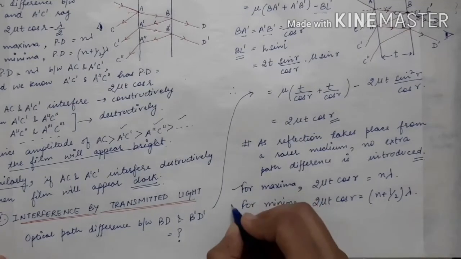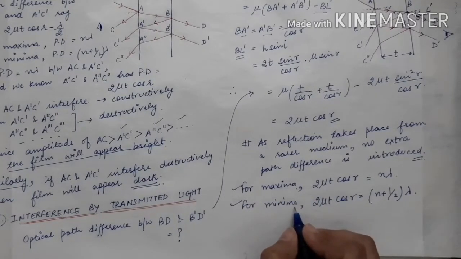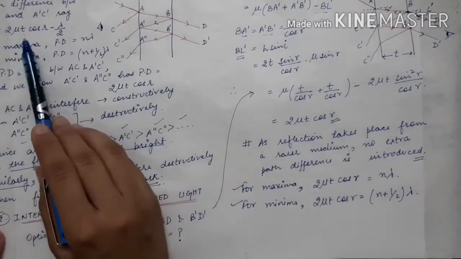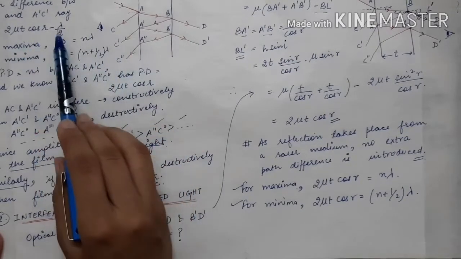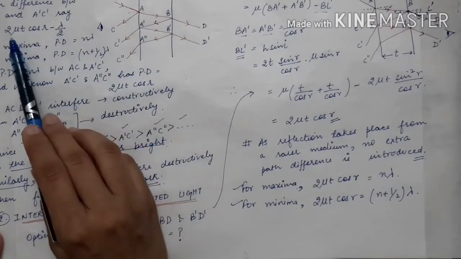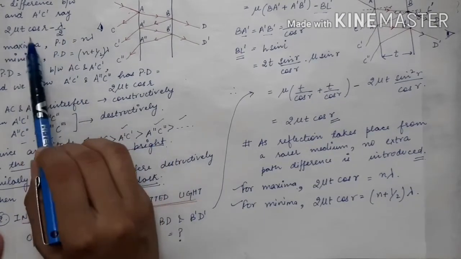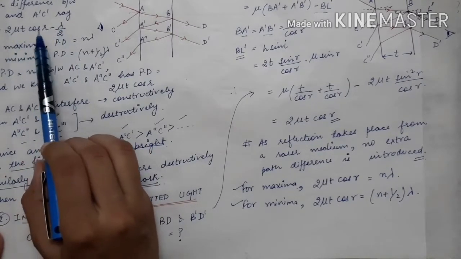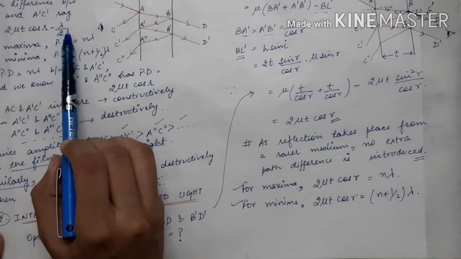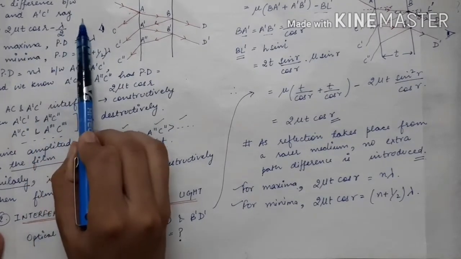So these are the two conditions for obtaining maxima and minima for the case of transmitted light. You can see the path difference between the first two reflected lights is equal to 2 mu t cos r minus lambda by 2. So when 2 mu t cos r minus lambda by 2 comes out to be equal to n lambda.